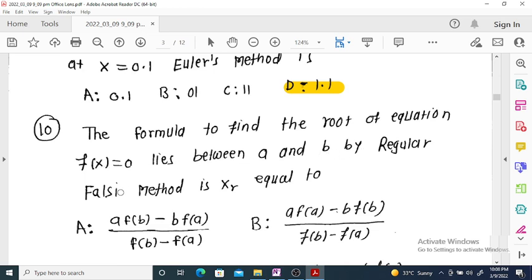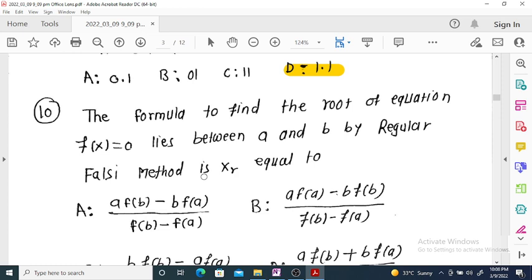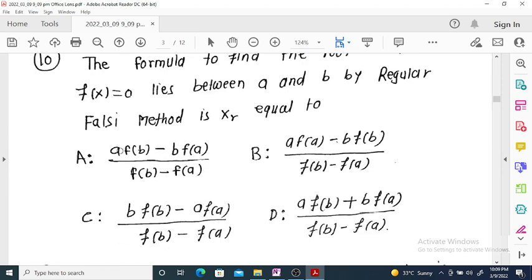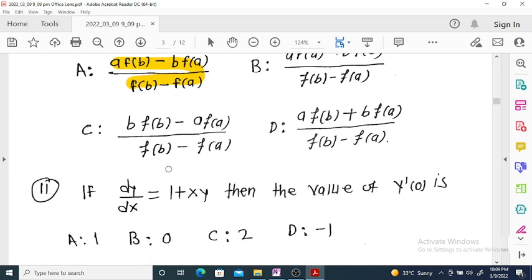The formula to find the root of the equation f of x equal to 0 lying between a and b by the regula falsi method: we know that for the regula falsi method, our next root can be calculated by using the formula x r is equal to a f of b minus b f of a, divided by f of b minus f of a. So this is the correct option.